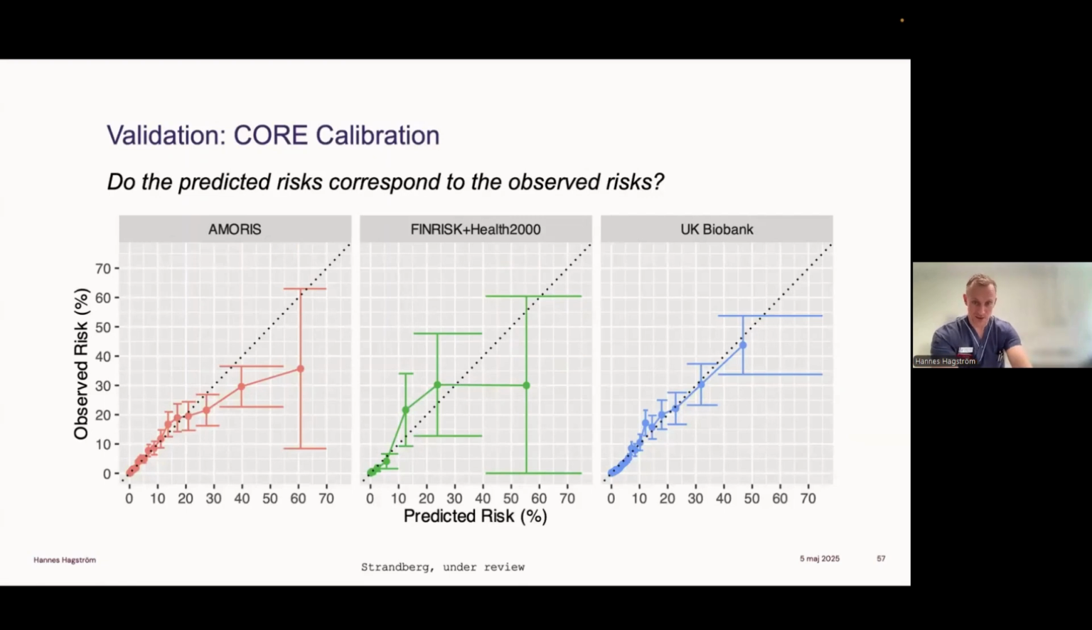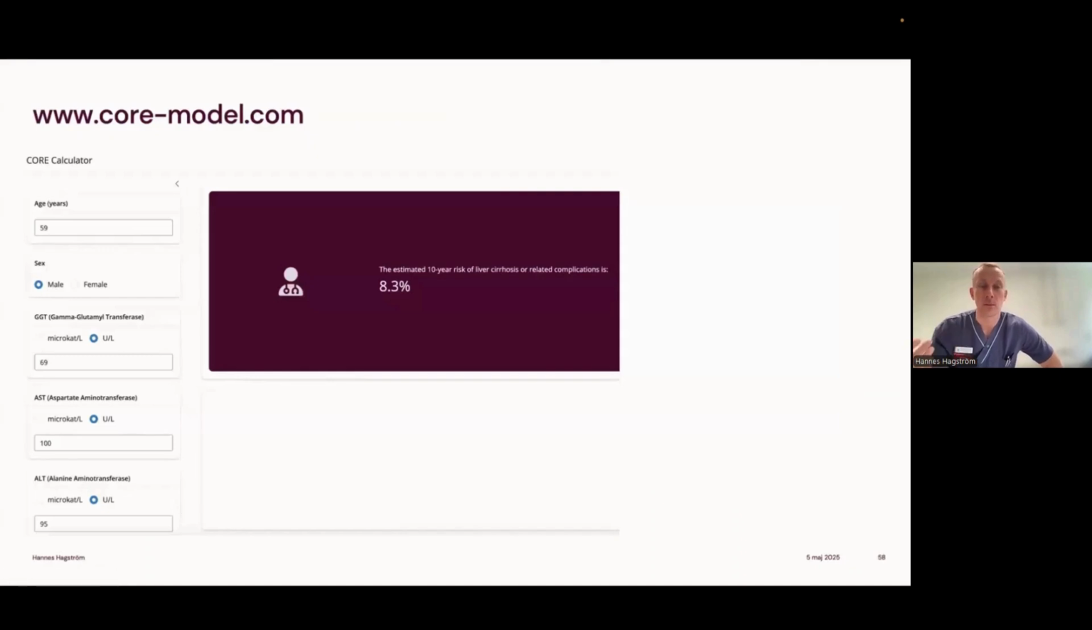When we look at calibration, which is another metric that you should always use, this is looking at whether the predicted risks actually correspond to the observed risks. Then we can see that, yes, it seems to. This is the predicted risk on the x-axis and the observed risk on the y-axis. You can see that this model is pretty well calibrated, especially in the UK Biobank. It might have poorer calibration when you have these very high risks, but very, very few people will have a 20% estimation of risk.